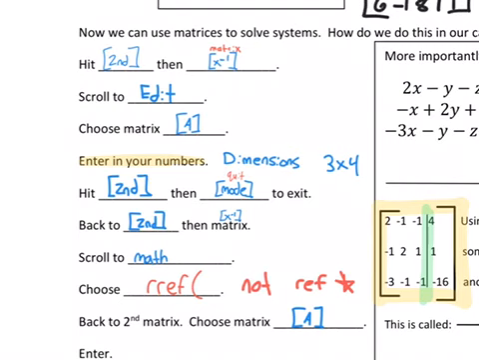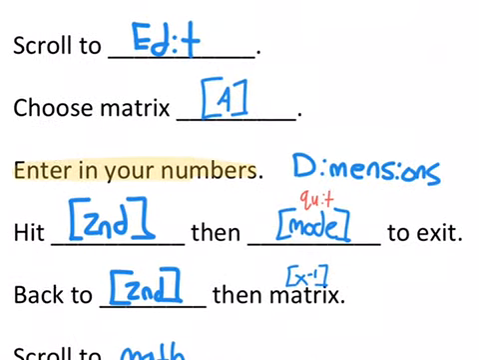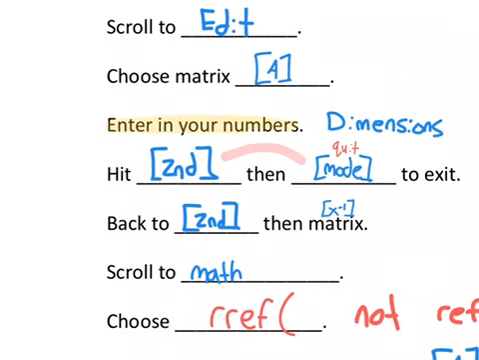Now, once you've entered in your numbers, this is where it's a little repetitive. You need to exit the matrix mode. So you'll hit second and then quit, and that's above the button mode. These buttons are right next to each other. So if you hit second mode, it'll quit you out of the matrices back to the main page.